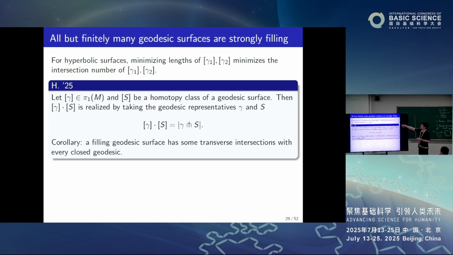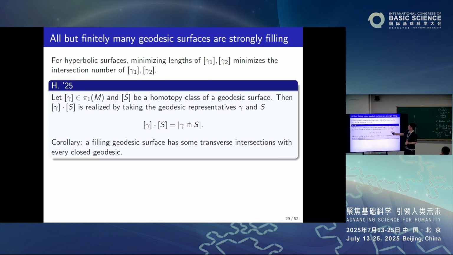A similar statement would hold for three-manifolds, but with a very strong condition on the surface. So take a closed curve in pi 1 and take a homotopy class of a totally geodesic surface. Okay, so this is a geodesic surface. It's not any surface, it's a geodesic surface. In this case, you can count the intersection number, and this intersection number is realized exactly by taking the geodesic representative. So you make this length minimum, make this area minimum, then you realize the intersection number. So this is a very strong condition because in general, your manifold may not have any geodesic surfaces.